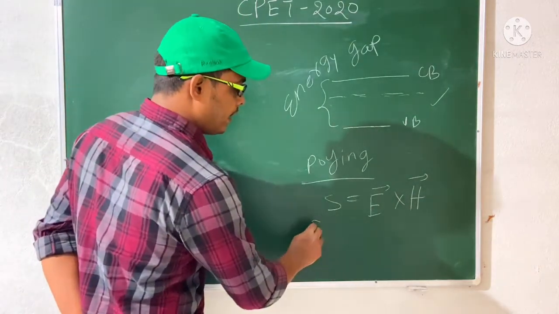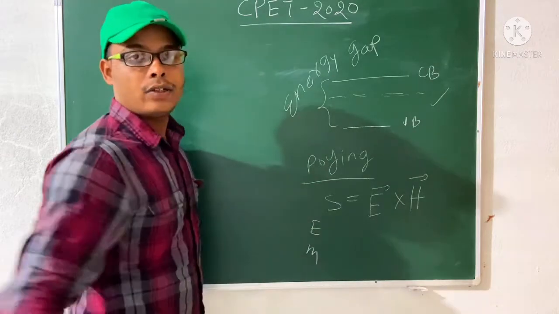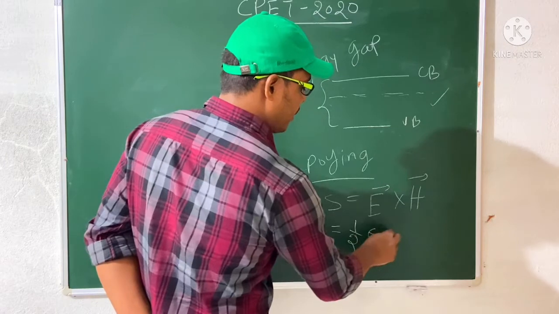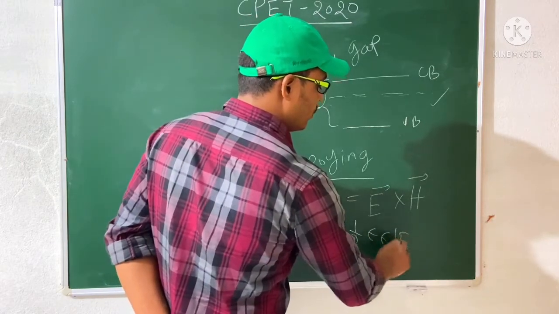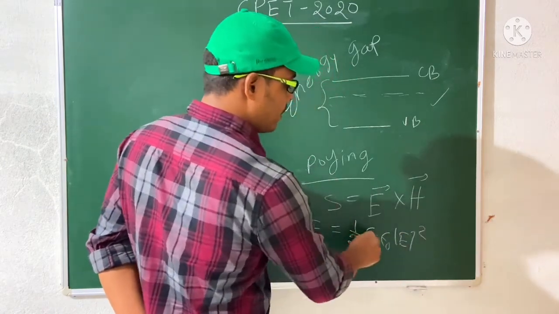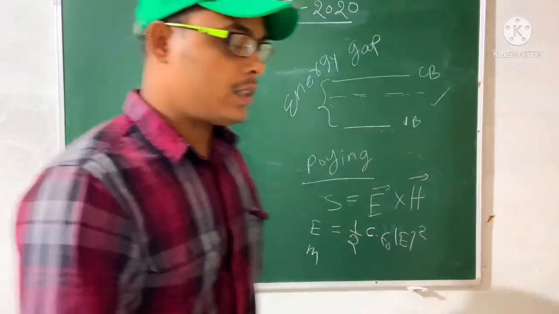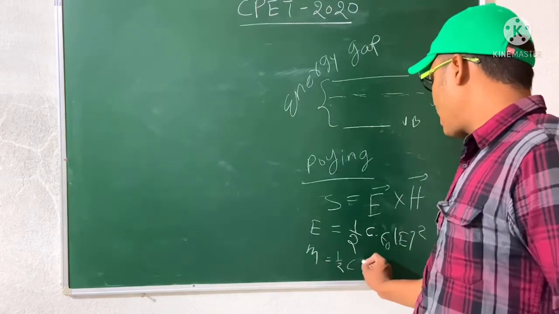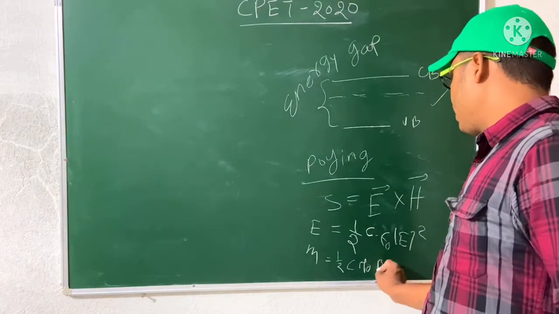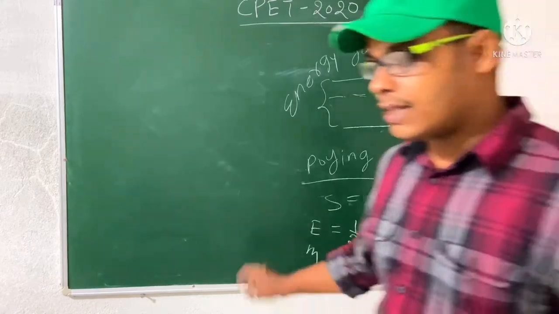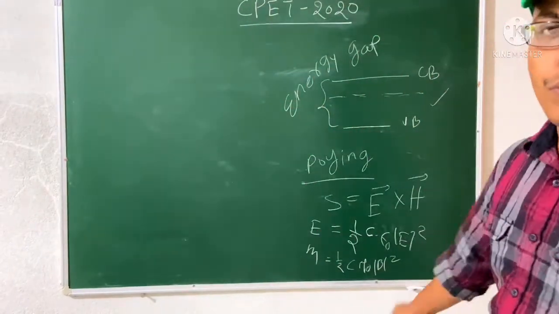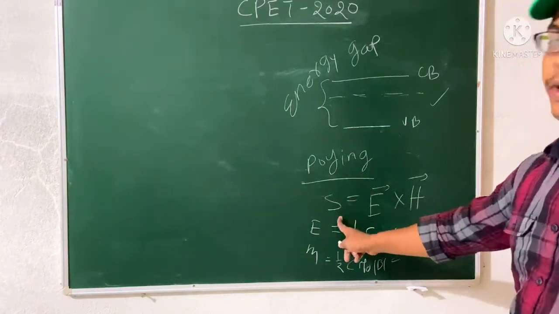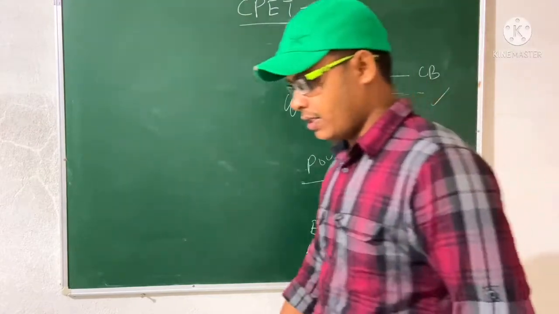What is the electric energy loss and what is the magnetic energy loss? The electric energy loss is nothing but half epsilon 0 E magnitude square. This is the electric energy loss, and the magnetic energy loss is the same kind of thing, with mu naught and B magnitude square. You read what the energy loss is in both cases, the electric case and the magnetic case, and in that equation we have solved this Poynting vector and obtained S equal to E cross H.